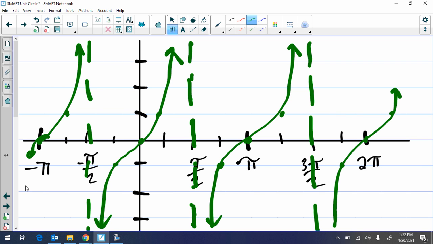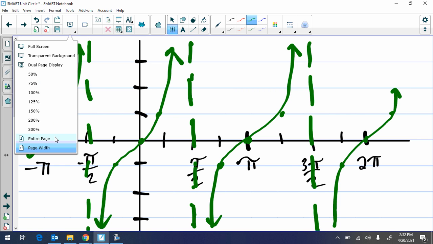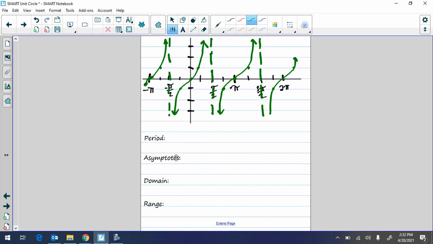So this graph looks significantly different than our sine and cosine. We're going to talk more about why it ends up looking like this, why we get those asymptotes at our odd multiples of pi over 2. And I want you to think about how you're going to give the period, the asymptotes, the domain, and the range. This is going to take some thought, but I need you to attempt it, and then we will go over it together after everybody has submitted their notes, or actually tomorrow, whether you have submitted your notes or not.